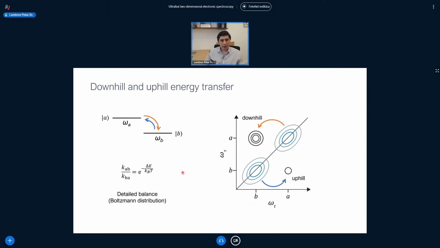Okay. Now, energy transfer can be reversible, and usually is reversible. That means it can go forward, it can also go backward. The ratio of the forward and backward rates is defined by the detailed balance or the Boltzmann distribution. And in two-dimensional spectroscopy, we can separate these two very easily because we have separation of the pump and the probe axis. So we have a cross peak that corresponds to the downhill energy transfer. We have a symmetric mirror image cross peak that corresponds to the uphill transfer. It's very useful.